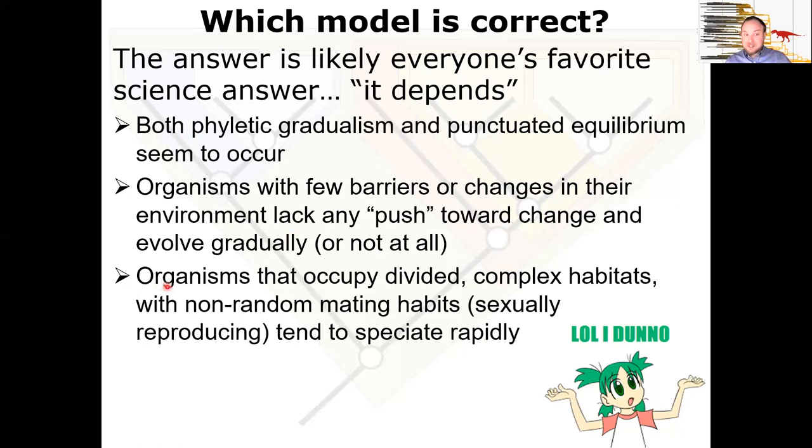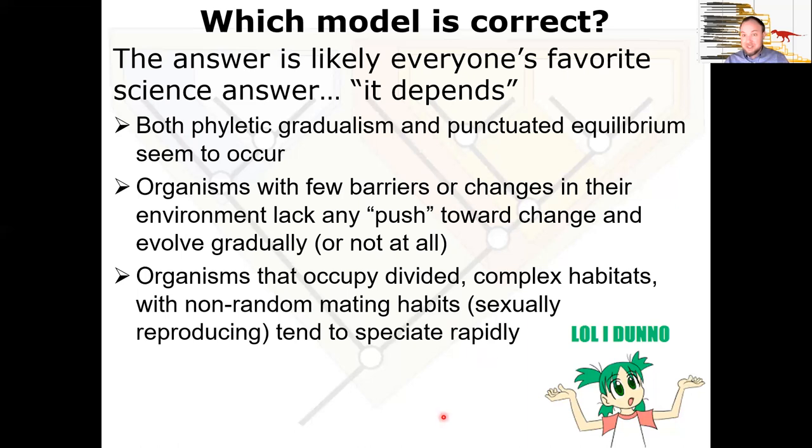Now, organisms that are occupying really heavily divided geographic areas, with geographic barriers, or if there is really complex habitat with a lot of different niches, a lot of division of resources, or even resource scarcity, or non-random mating habits, whereby there's pressure to evolve towards certain characteristics to be selected by a mate, these organisms tend to speciate rapidly.